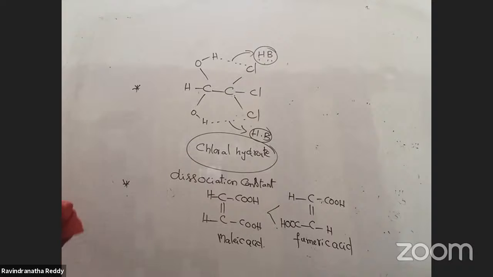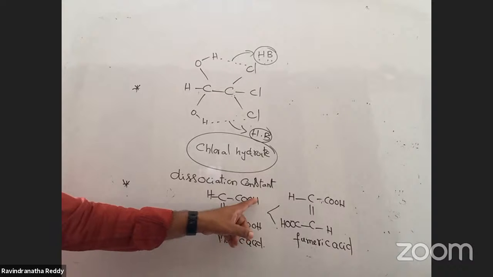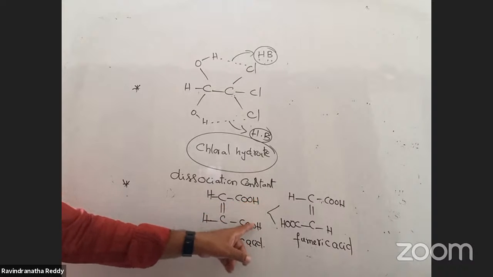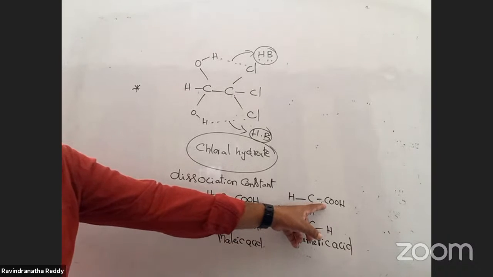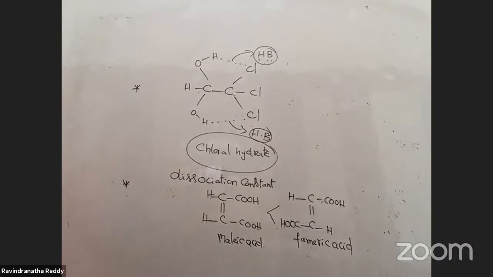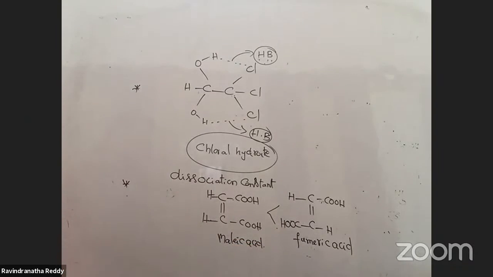So here the reason: after removal of the first proton, you get hydrogen bond, so removal of the second proton is very difficult. In fumaric acid, removal of the first and second proton is easy. So that's why the dissociation constant of fumaric acid is more when compared to malic acid.